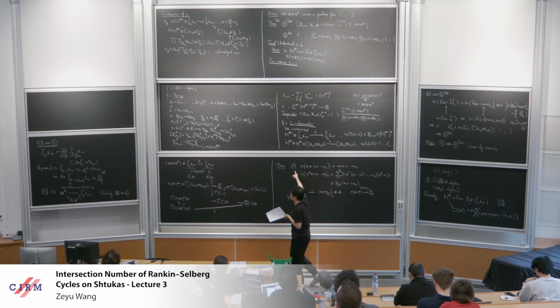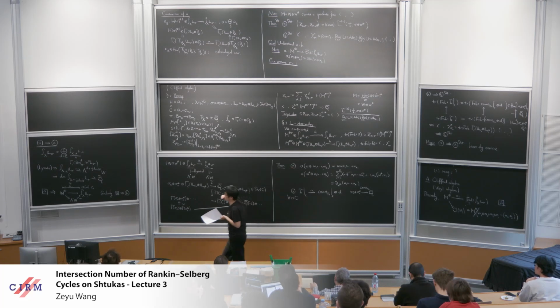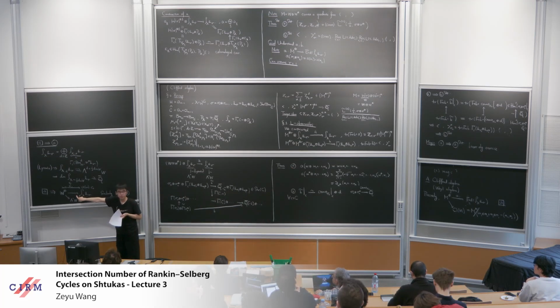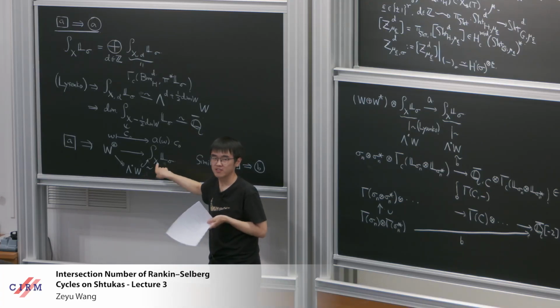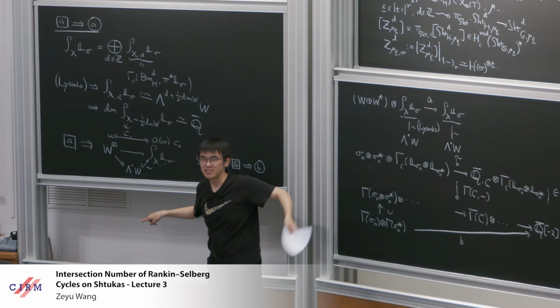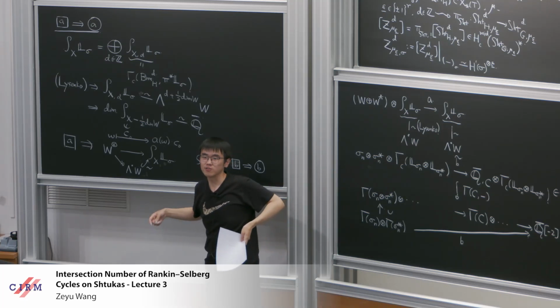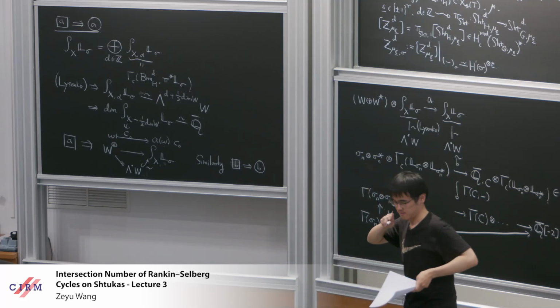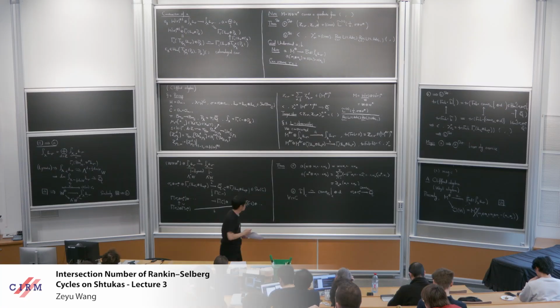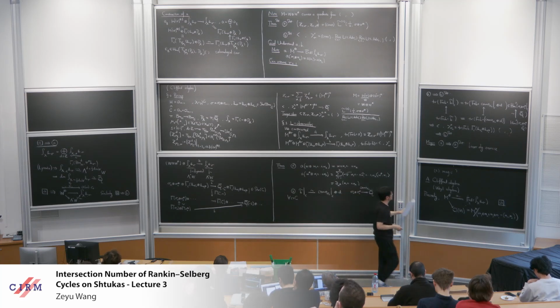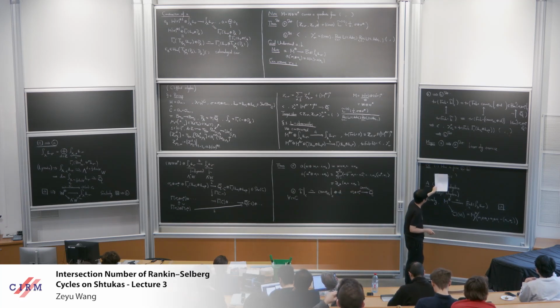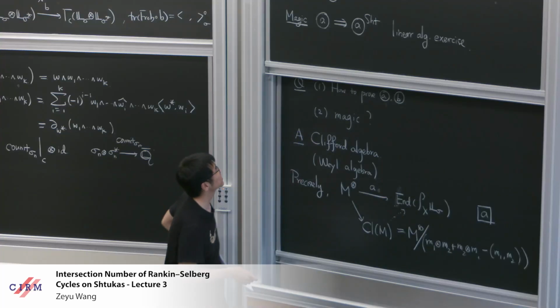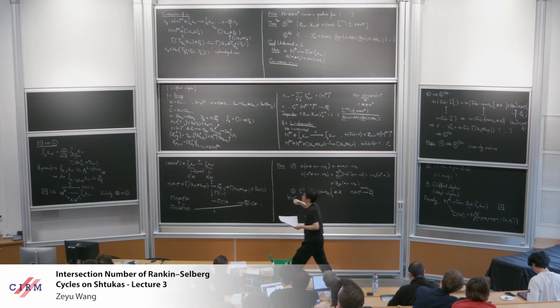So I think maybe I can really say that the A circle here should be saying that this is an isomorphism. I think that's a more accurate statement for A, but that is sufficient for our purpose. Okay, so that explains how to use this Clifford stuff to prove A and B. And now the second question is, how do you do the linear algebra exercise?